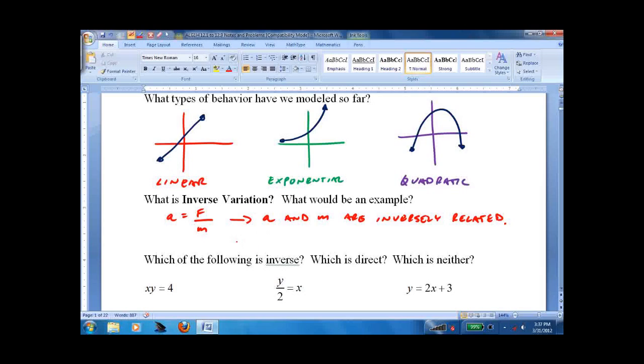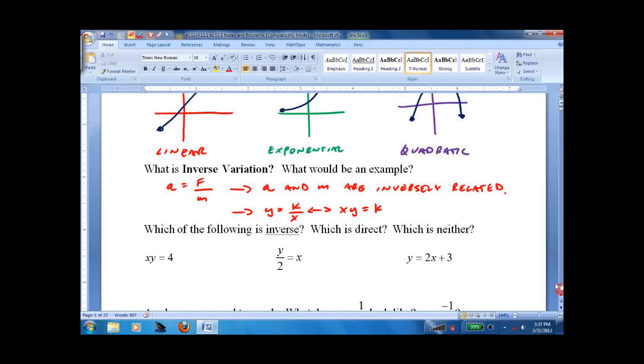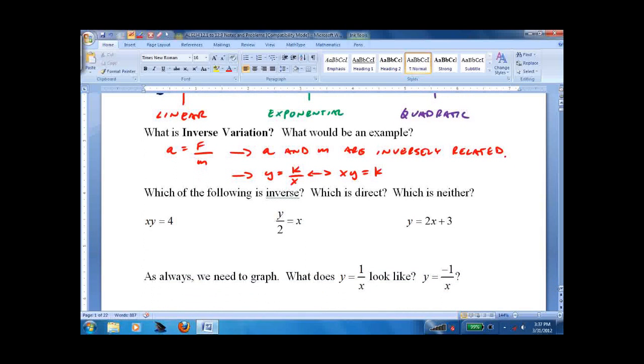The typical way it is shown is one of two ways. Y equals k over x, because most of us are used to seeing y equals. The other one would be that xy equals k. These are the same equations, just written different ways. So it helps to see it as xy equals k because it helps with the next part when you look at something and say, is this or is this not inversely related?